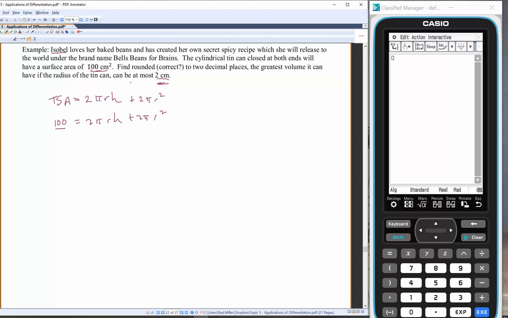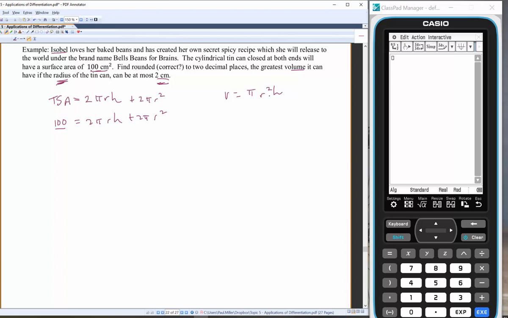Now, what I want to do is maximize the volume. Okay, so I need to make a volume function. So the volume of a cylinder is equal to pi r squared h. Again, how did I know that? It's on your formula sheet. And what I want to do is vary the radius. Okay, so I'm going to vary the radius.